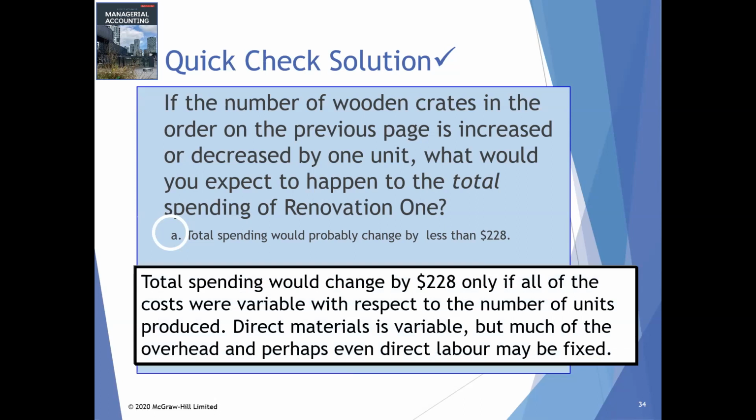Total spending would change by 228 only if all of the cost were variable with respect to the number of units produced. If we are talking about variable cost, then definitely the total spending would change by 228. Direct material, we know, is variable, but much of the overhead, and perhaps even direct labor, may be fixed, right? So let's see the next.